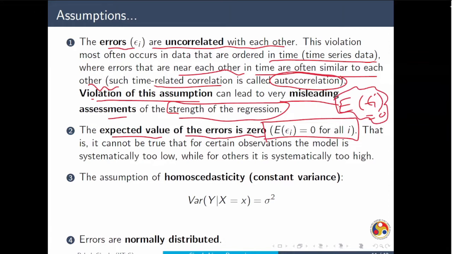Sir, can we merge those two assumptions, the first and the third one, homoscedasticity and uncorrelated errors, and term them as the errors being stationary? You are going in a different way. Stationarity comes in time series models, not in the regression model. We are not dealing with stochastic processes, so we cannot talk about stationarity here.